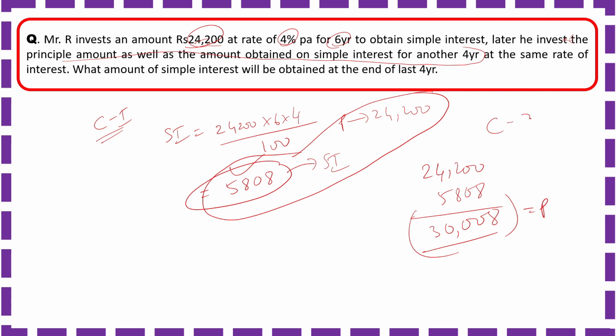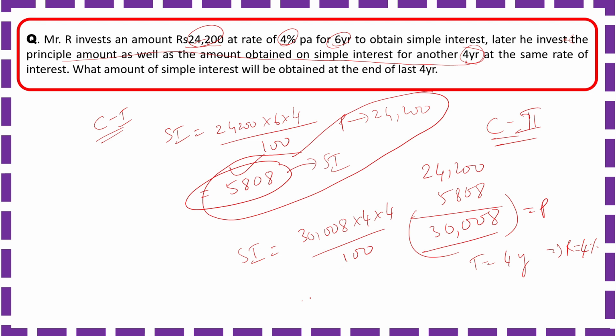Now this is case 2, this is the principal, and what is the time period? Time period is for one more 4 years, that is t is equal to 4 years, and r is, we know, 4%. So SI, what is simple interest in this case? PTR by 100, that is 30,008 into 4 into 4 by 100. So simple interest in this case is 4,008. Okay, this is the simple interest. So what amount of simple interest will be obtained at the end of the last 4 years? This is the simple interest that he will get at the end of the last 4 years, right?